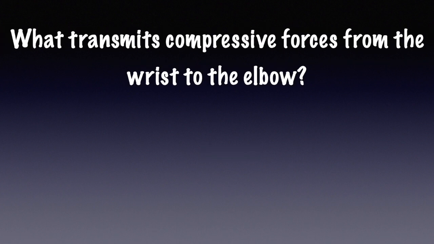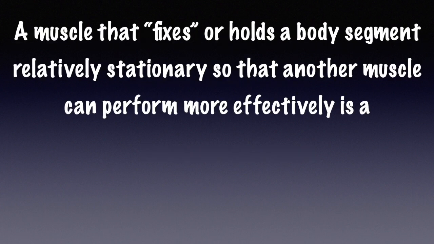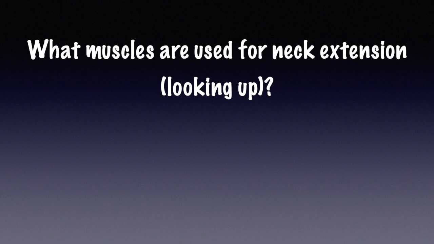What transmits compressive forces from the wrist to the elbow? Interosseous membrane. A muscle that fixes or holds a body segment relatively stationary so that another muscle can perform more effectively is a stabilizer. What muscles are used for neck extension? Looking up.